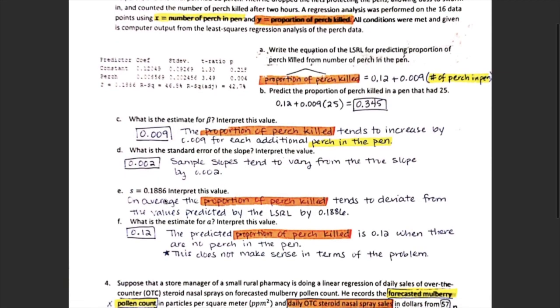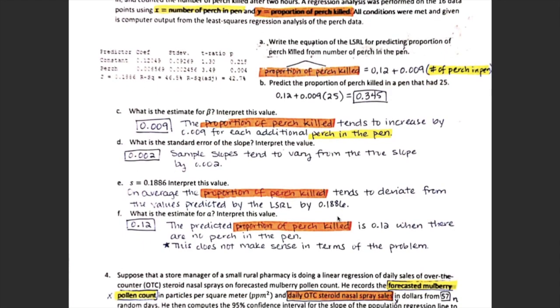Okay, and then part E asked you to interpret S. Okay, so S is your standard deviation for the residual. It's right here. Okay, so on average, your Y value, the proportion of perch killed, tends to deviate from the values predicted by the least squares regression line by about 0.1886.